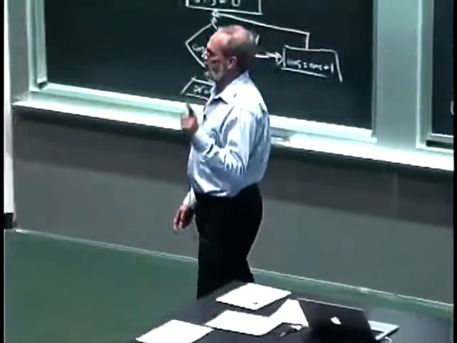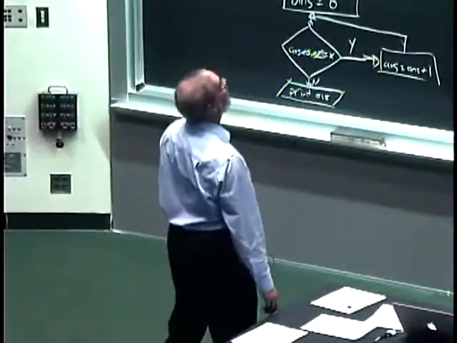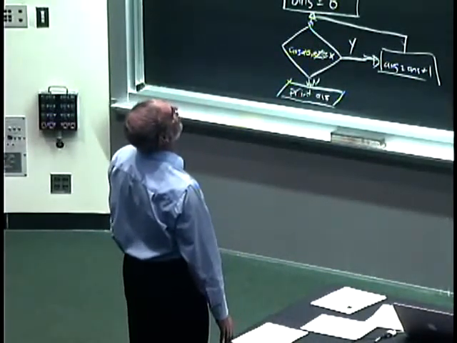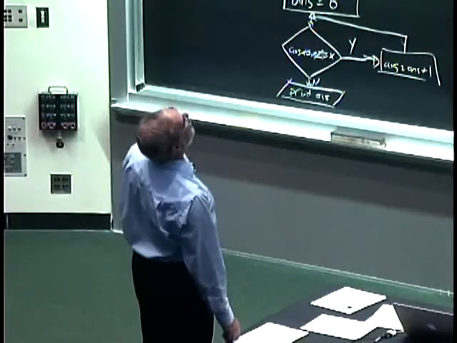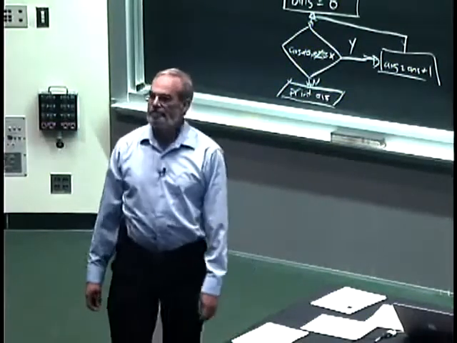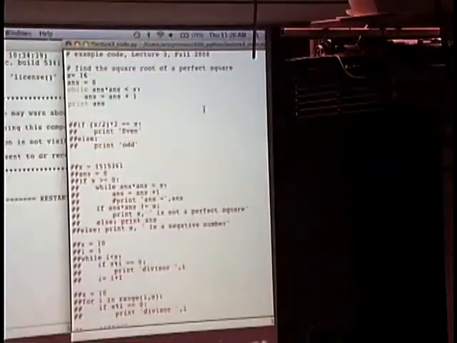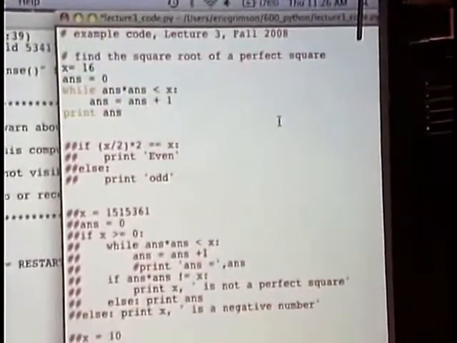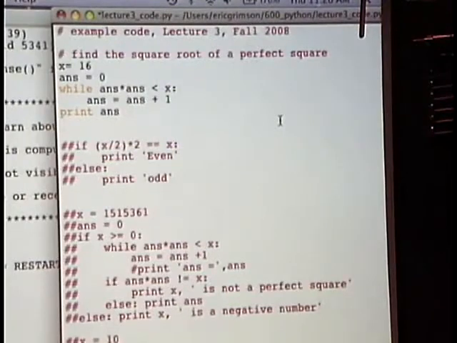Yes, it stops at the first step. Let's look at it. Imagine x is minus 16. Answer is 0. Is 0 less than minus 16? No. So what does it do? It prints out 0. So that now answers my second question. It does terminate, but does it give me the right answer? No. It gives me an answer.